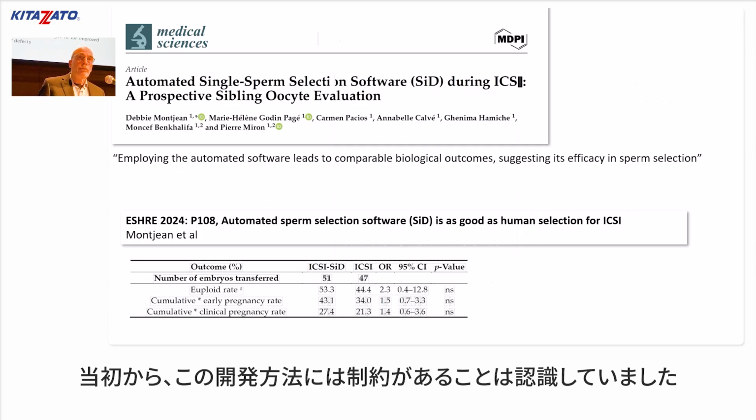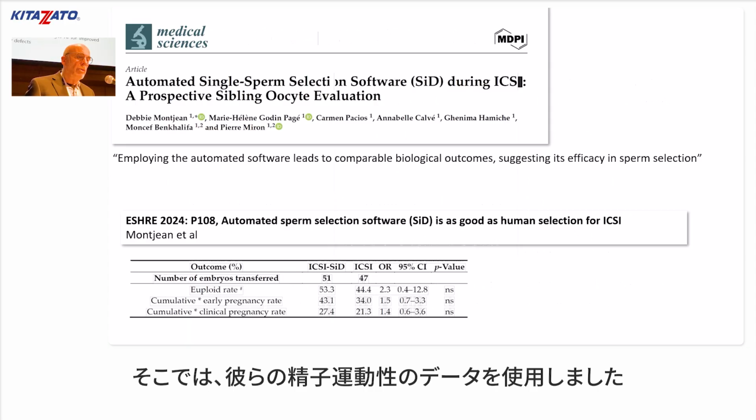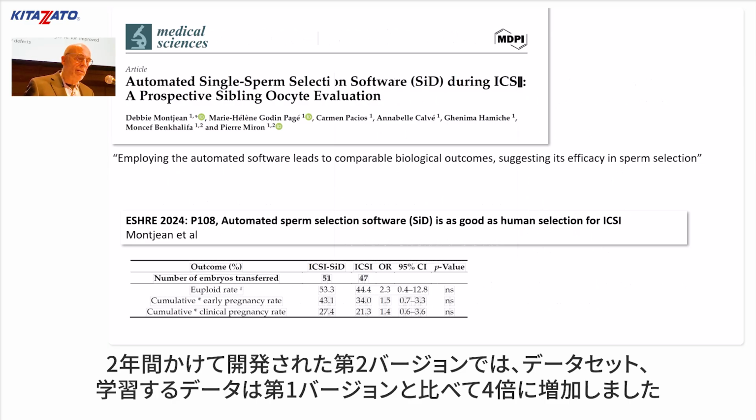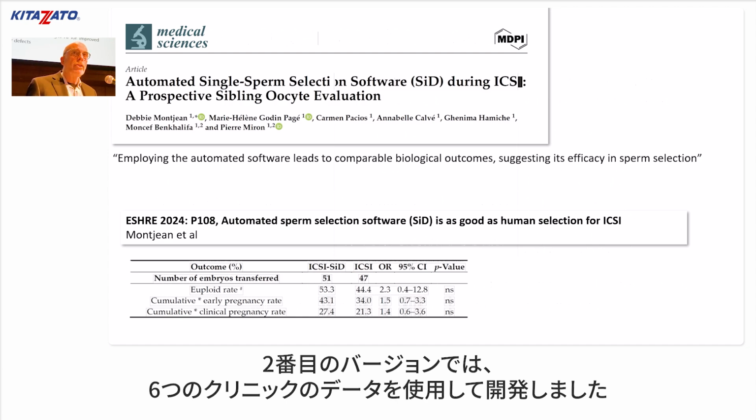So we wanted, from the early days on, we knew that there was a restriction in the way we had developed this. We had developed this with one lab in Guadalajara, Mexico, and used their data on motility with a fixed feature set to develop the first version. In developing the second version, which was developed over the last 2 years, the feature set was fourfold in comparison to the first version. And we only used data from one clinic to develop the first version. In the second version, we developed it with data from 6 clinics.